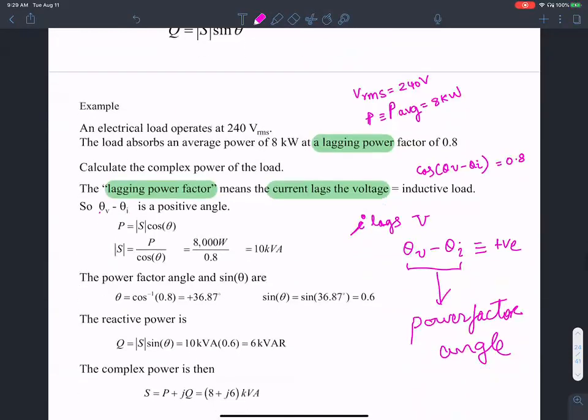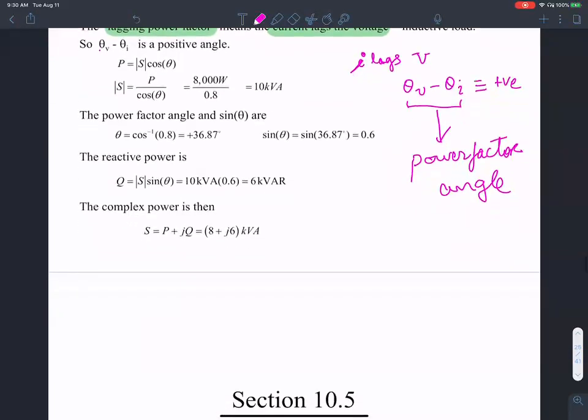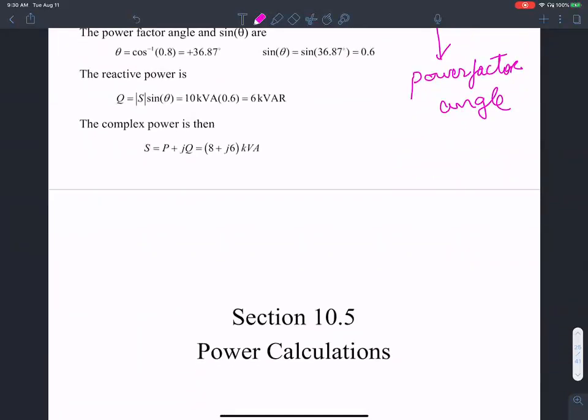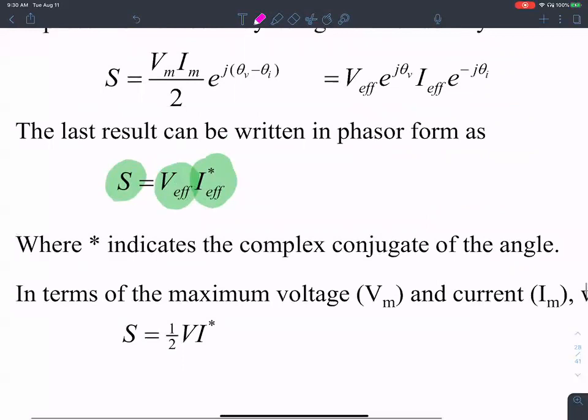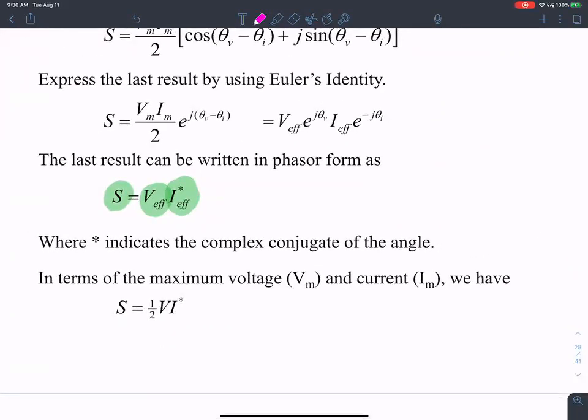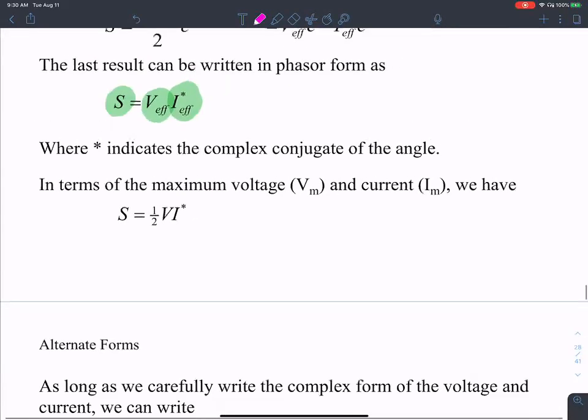Then we discussed what is lagging and what is leading. In lagging, current lags the voltage, meaning it's an inductive load. Voltage lags current, or current leads voltage, then it's a capacitive load. Simple ideas. When you know how to do complex number calculations, you should be able to do the power calculations. Simply, in order to arrive at the power, you can express it as VRMS times the complex conjugate of IRMS, which is the same as V times the complex conjugate of I over 2. That's the idea.